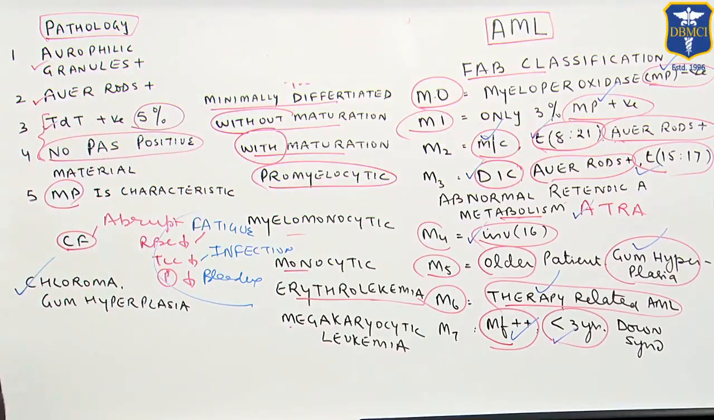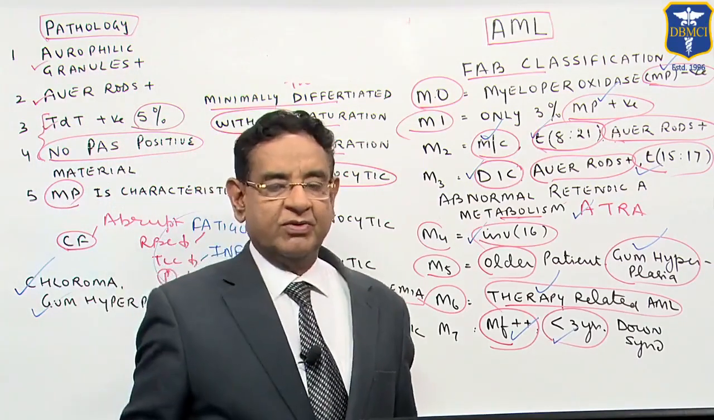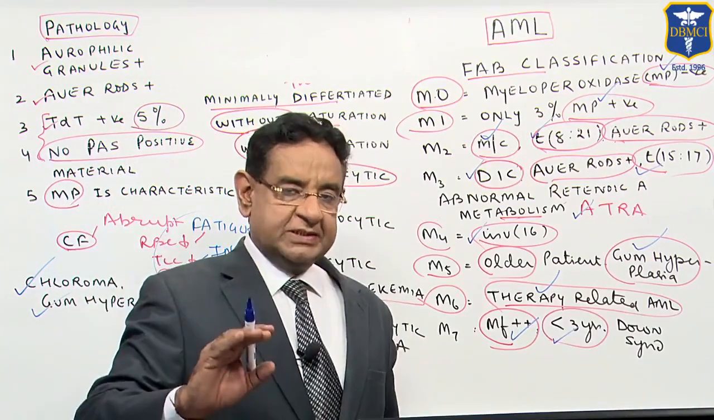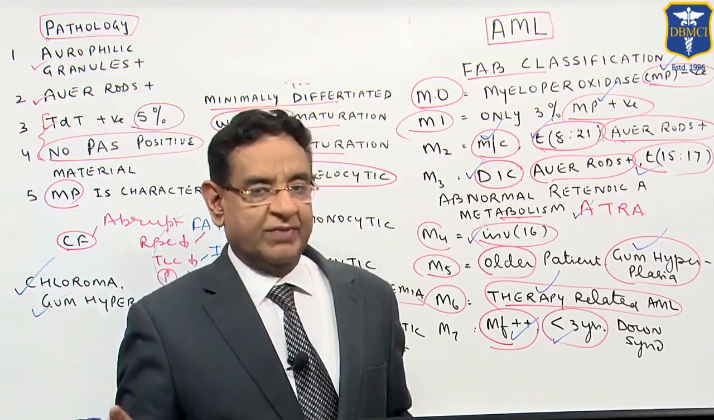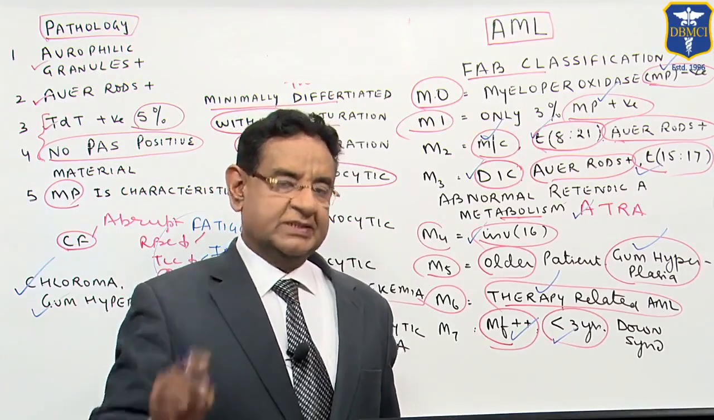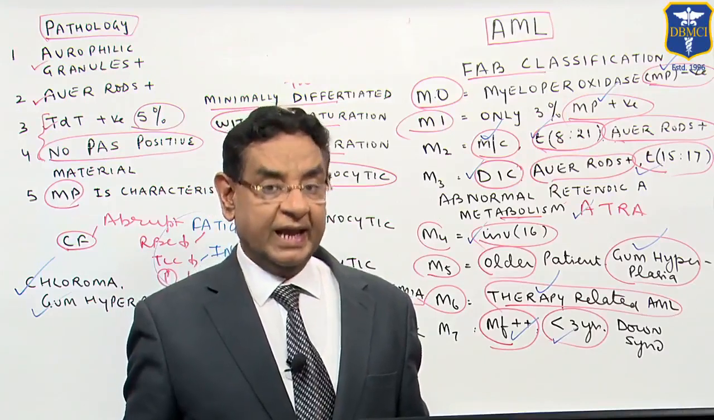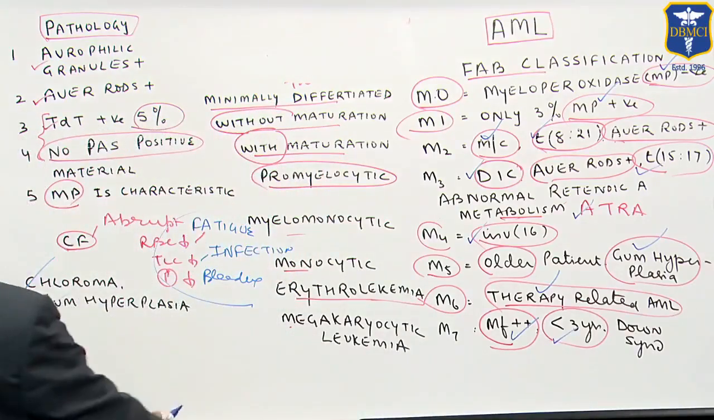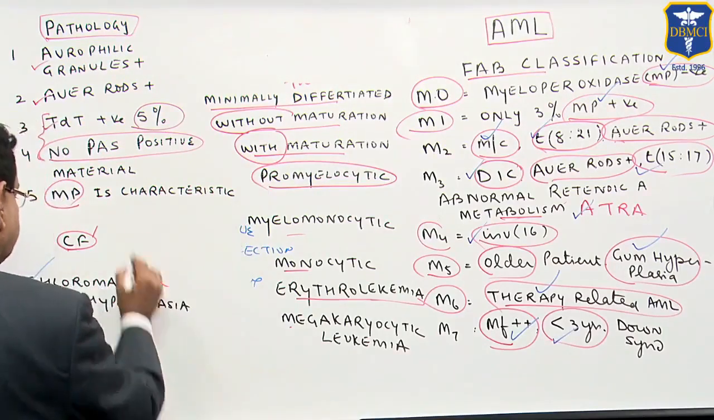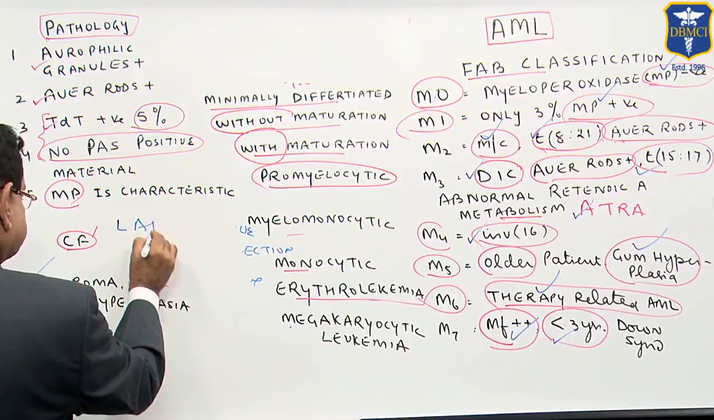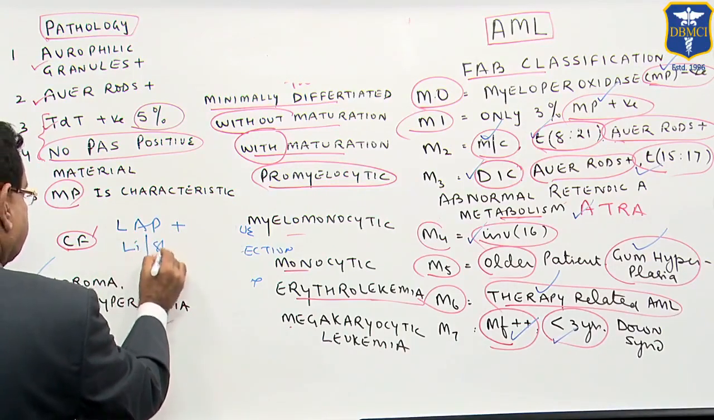We see chloroma, solid masses, and gum hyperplasia in patients of AML. Testis involvement and CNS involvement are not prominent features of AML. These two, testis involvement and CNS involvement, are more commonly seen in ALL. And like ALL, here also we have generalized lymphadenopathy, and the liver and spleen are enlarged.